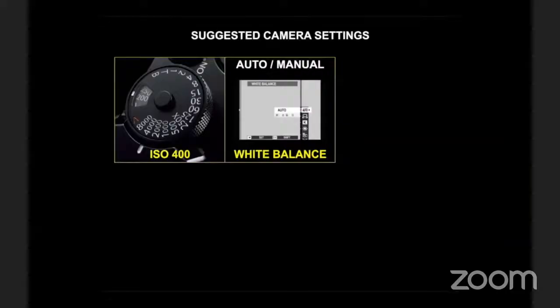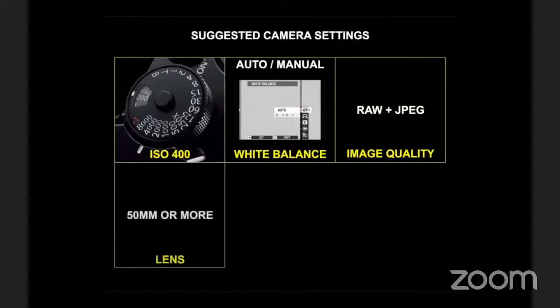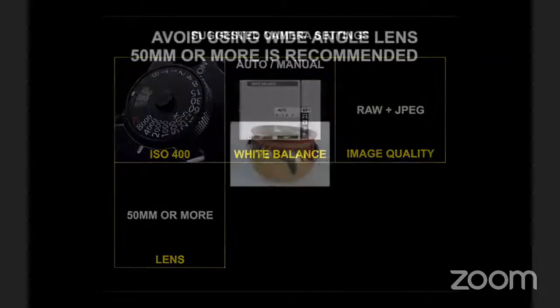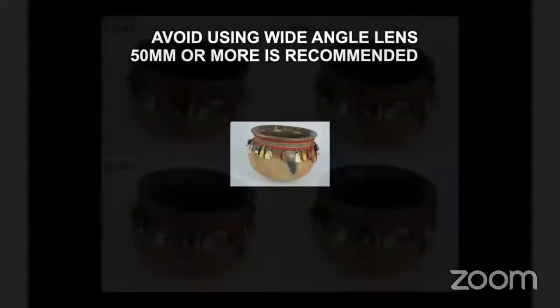If by accident you set your white balance in the wrong position, you will be able to recover this from post-processing. Next thing you should consider is shooting with RAW and JPEG. RAW would give you the most optimal quality, the biggest file. Choosing a lens, I would recommend 50 millimeters or longer. The reason why is it would give you a better perspective, or I would say it would give you a correct perspective of how the object looks. Avoid using wide-angle lenses. It has a tendency to distort the object.